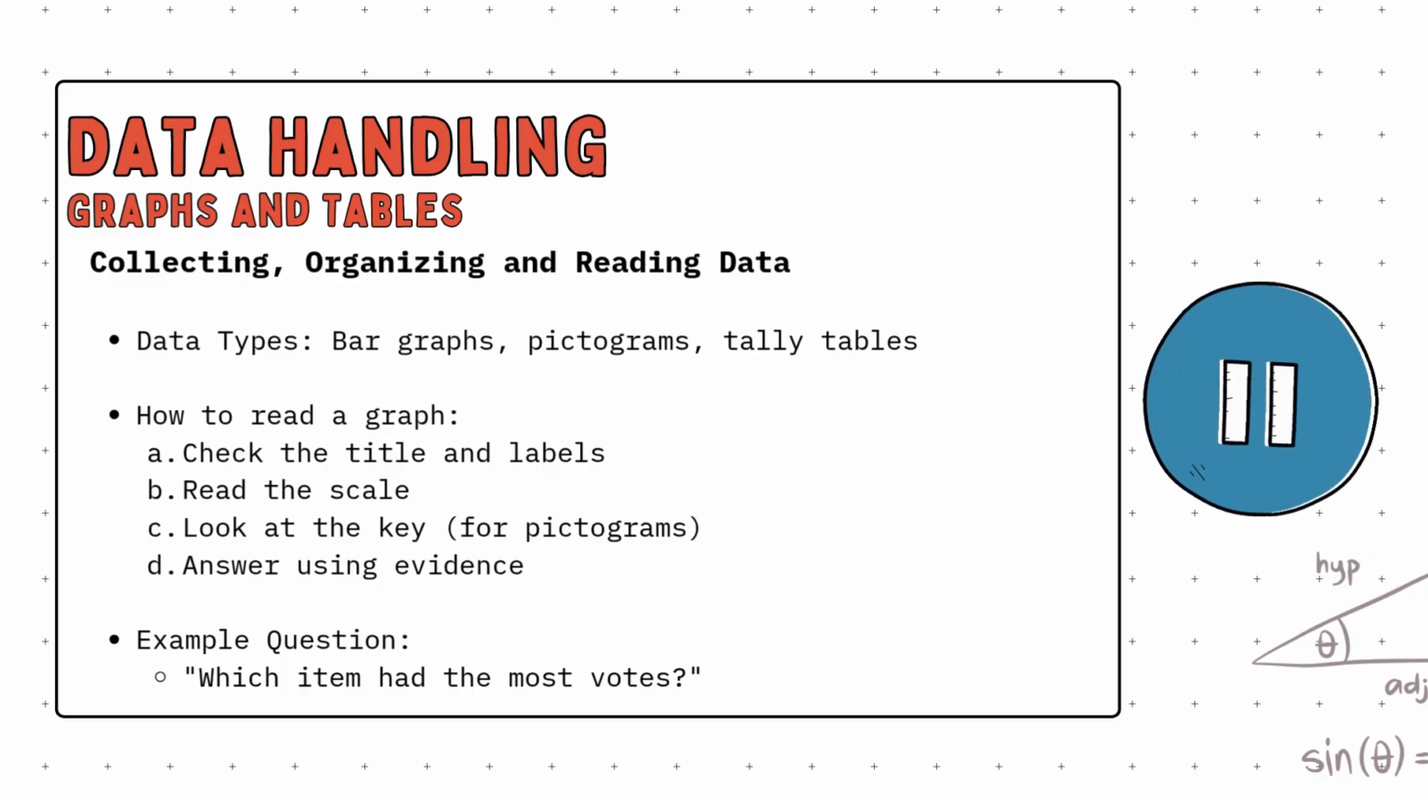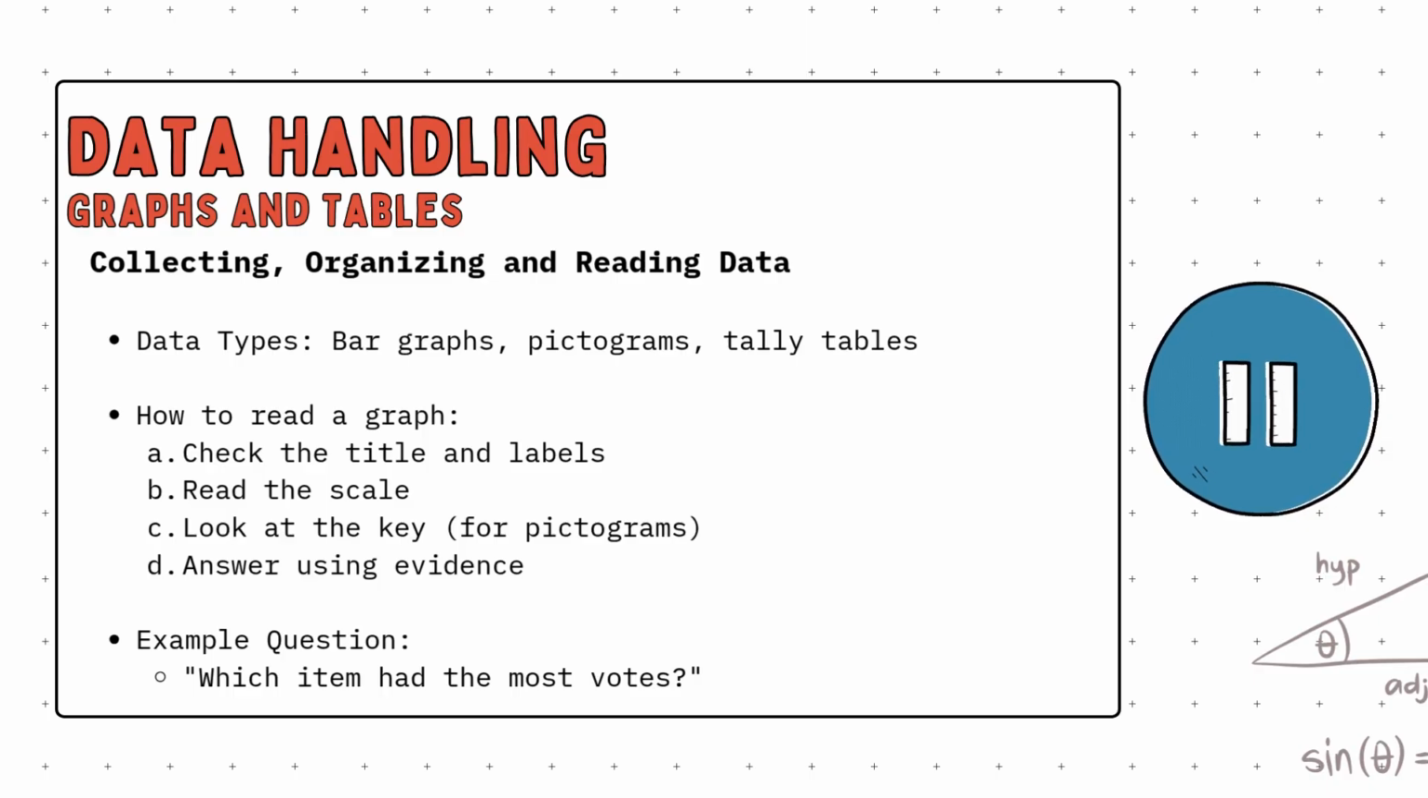Now let's try an example. Imagine a pictograph where each apple represents 5 votes and you see 3 apples next to bananas. That means 3 apples times 5 votes equals 15 votes for bananas. Use your brain and don't rush. Always double check the graph before answering.